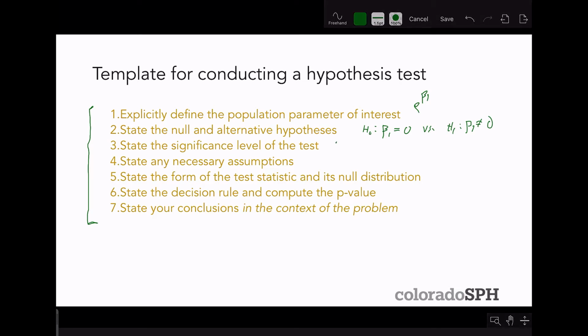State the significance level of the test. Usually we have 0.05, alpha equals 0.05. State any necessary assumptions. Those are going to depend on what sort of test you're doing, but often when you're doing modeling, those are going to be the assumptions of linear or logistic regression. State the form of the test statistic and its null distribution. State the decision rule and the p-value, and then state your conclusions in the context of the problem. This is your interpretation of your results.